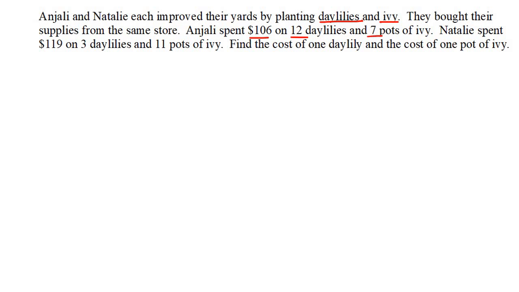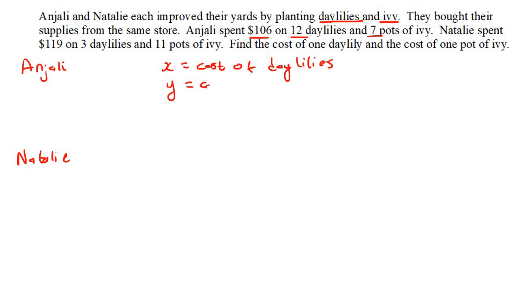So I think you guys are starting to get this now. And then Natalie spent 119 on more daylilies and ivy. So those are the two ways we're going to get an equation. We're going to have an equation for Anjali, and we're going to have an equation for Natalie. Now, what we could do is say that X is going to be the cost of daylilies, and then Y is going to be the cost of ivy.